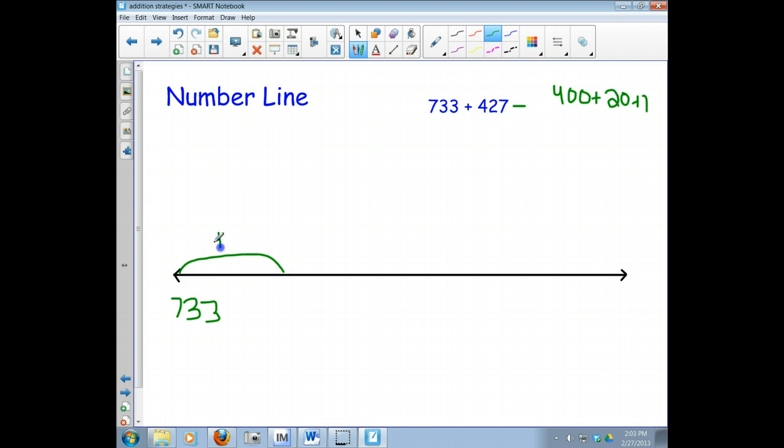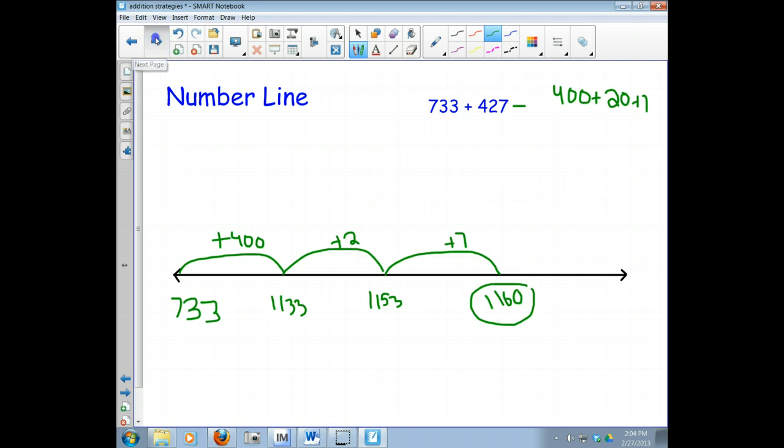So first I'm going to do a jump of 400. So that's going to be 1,133. Then I'm going to do a jump of 20. So now I have 1,153. And then I'm going to do a jump of 7. So now I've got 1,160. And that's my answer. So let's go on and try our next strategy.